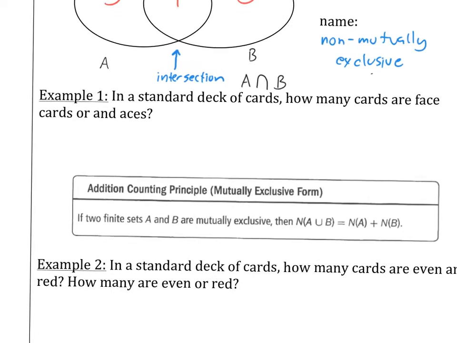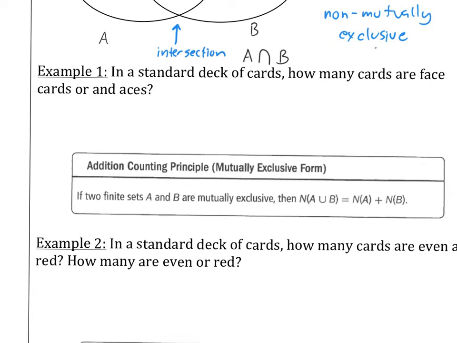Let's count it up. In a standard deck of cards, let's just refresh what's in a standard deck of cards. There are 52 cards, right? There are 4 suits. There are 2 colors. You also have face cards, right? 12 face cards. We also have 4 aces, which is not a number. And then the rest are numbered cards, okay?